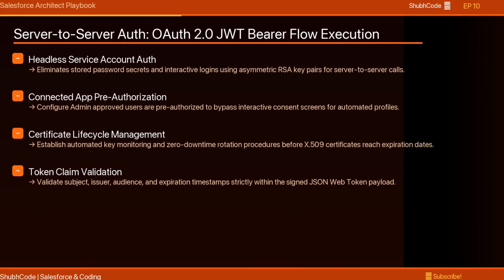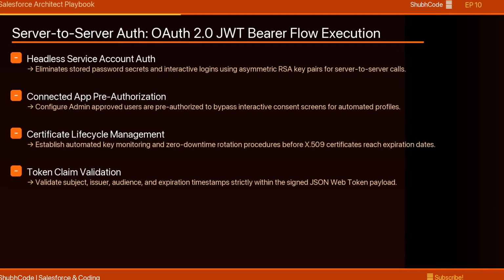For unattended automated background integrations like ETL jobs or middleware syncs, the JWT bearer token flow is the prescribed CTA pattern. It eliminates interactive user logins by using an RSA SHA-256 digital signature backed by an X.509 certificate. A crucial prerequisite is pre-authorizing the target integration profile or permission set within the connected app settings to avoid user approval errors. The primary trade-off is certificate lifecycle governance. Failing to rotate expiring private keys will completely break mission-critical integration pipelines.